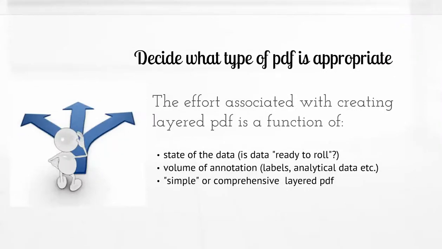So one of the things we really need to think about before moving ahead is to decide what type of PDF is appropriate and what the level of effort is that's associated with creating that product. Again, is our data ready to roll? What type of processing steps do we need to do prior to creating this document? What is the volume of annotation? How many labels is the GIS resource going to have to physically touch and move?